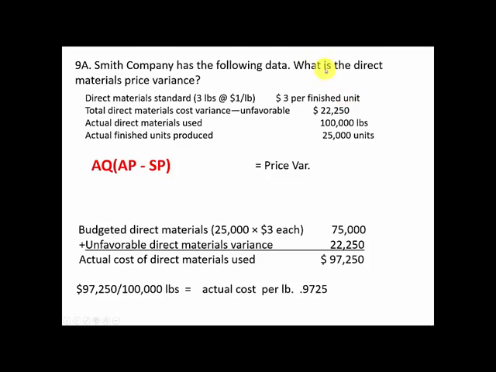We're looking for what is the direct material price variance. The price variance is going to be the actual price that we paid for this material, a little over 97 cents. The standard for the material is $1 a pound, and the difference between the two times the actual quantity that we used will give us our price variance. In this case, the price variance is going to be $2,750. And it's going to be favorable because the actual price was lower than the standard price.